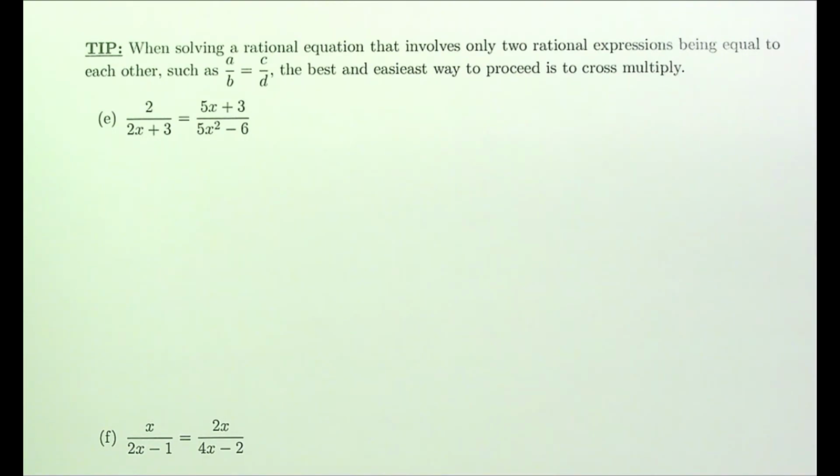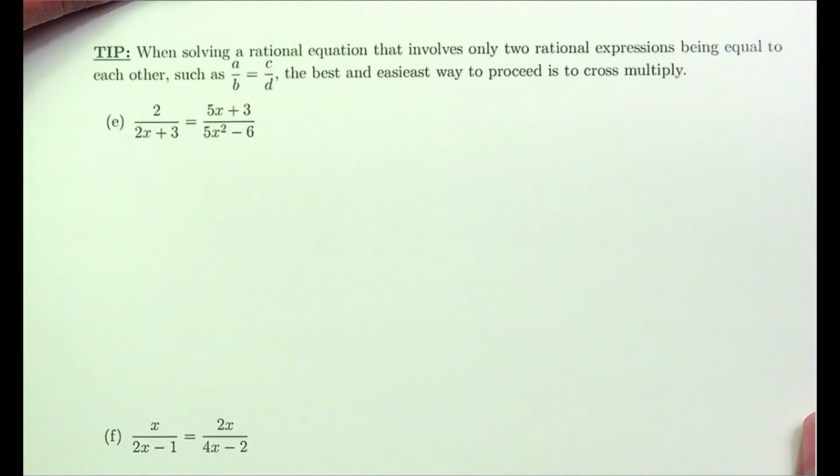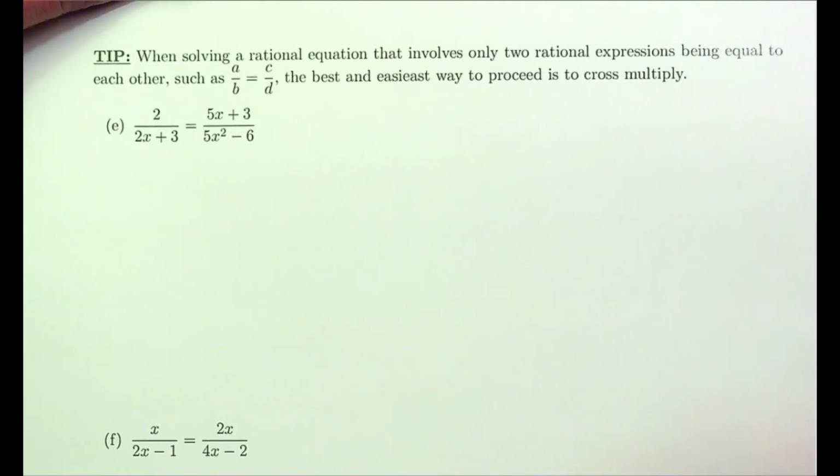So when there's only two terms like that, one fraction equal to another, or one rational expression equal to another, you don't have to think about the LCD, just cross multiply and set the expressions equal to each other. That's the easiest thing to do. You will be saving that LCD step. So for example, I have only two terms here, two expressions equal to each other, so you just cross multiply.